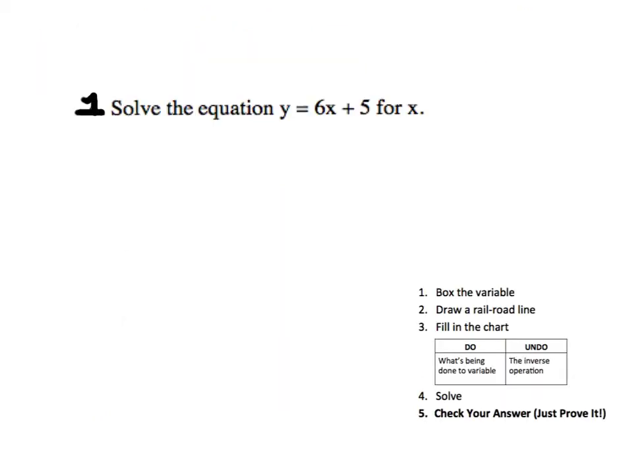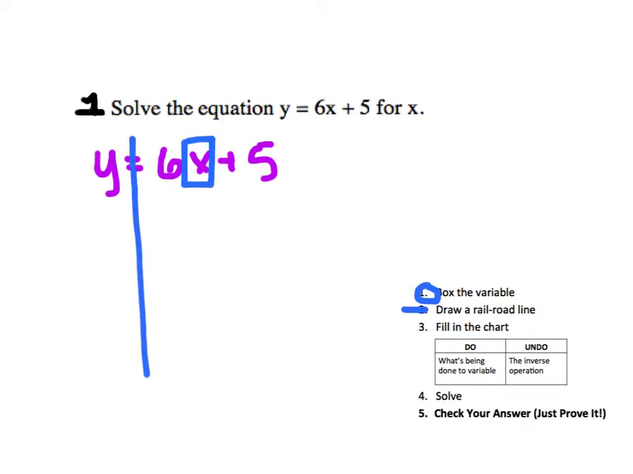Alright, so let's solve problem number 1 using these 5 steps. It says, solve the equation y is equal to 6x plus 5 for x. So I'm going to write the equation down. y is equal to 6x plus 5. And I know I'm solving for x. So my first step is to box my variable. Here we go, I'm boxing x. Now I'm going to draw my railroad right here. I'm going to fill in my chart, my do and undo chart.